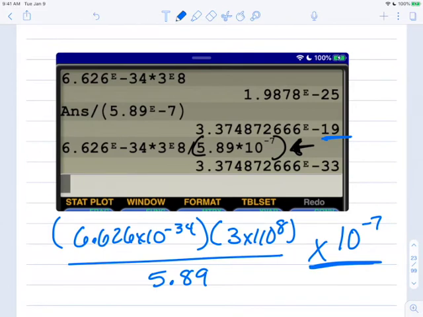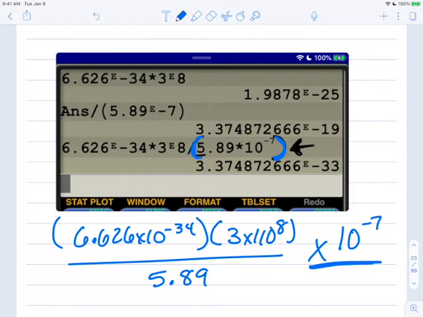So those of you who were getting 10 to the negative 33 before, did you get 10 to the negative 19 now? Yes, okay, excellent. One of the reasons that I really like using the EE key is that I don't have to worry about those parentheses. But if you did not use the EE key, if you use the times 10, you've got to have these parentheses here.